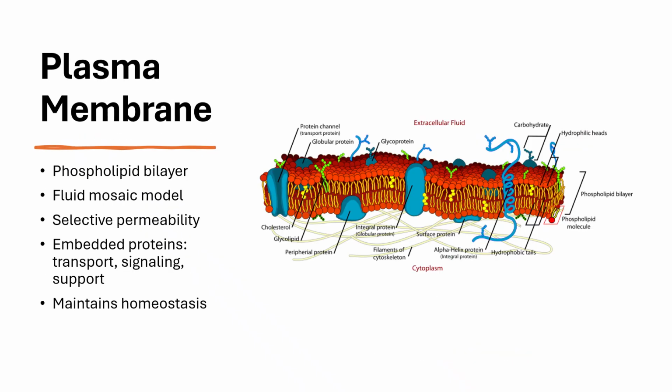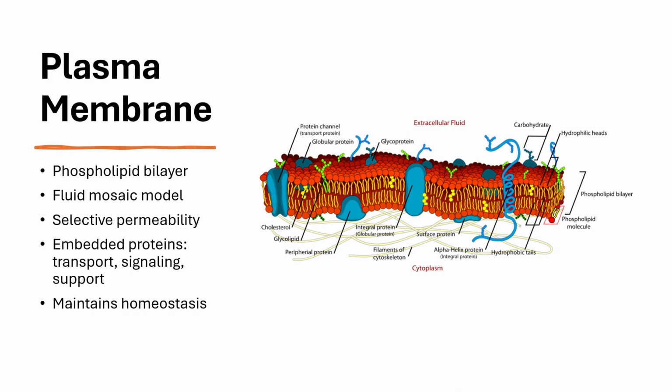The plasma membrane controls what enters and exits the cell. It is composed of a phospholipid bilayer with embedded proteins. This structure is described by the fluid mosaic model.